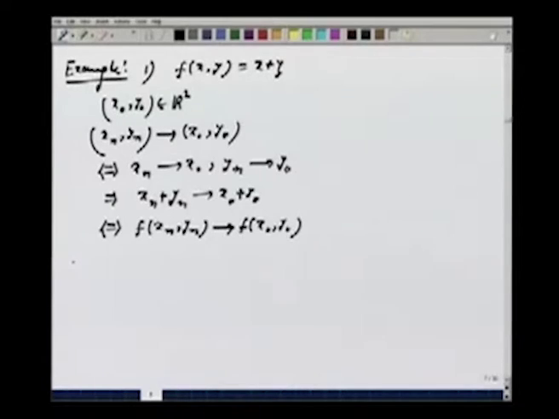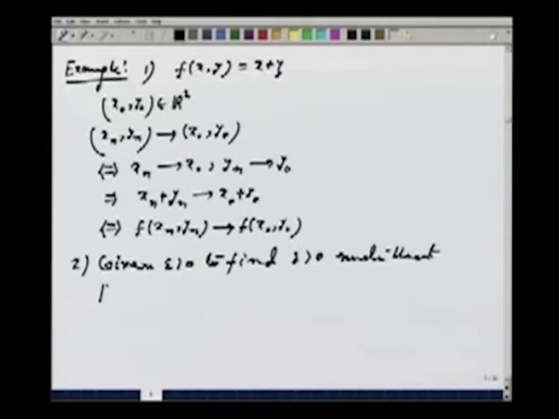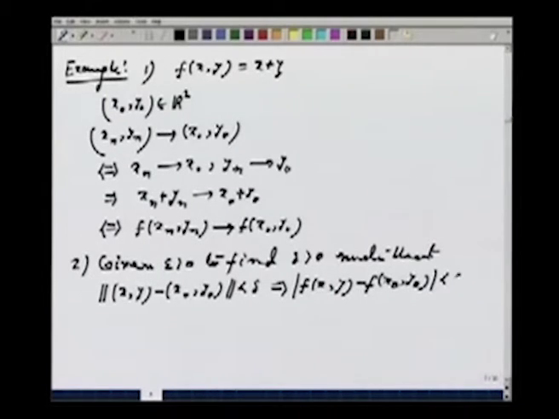Now the second one: given epsilon bigger than 0, to find delta bigger than 0 such that the norm of (x, y) minus (x naught, y naught) less than delta should imply that modulus of f(x, y) minus f(x naught, y naught) is less than epsilon. Okay. So given epsilon, I have to find a delta.